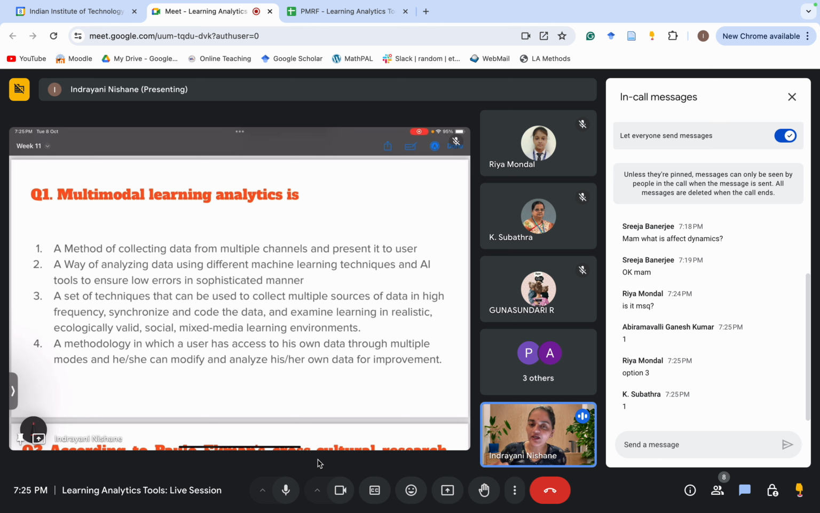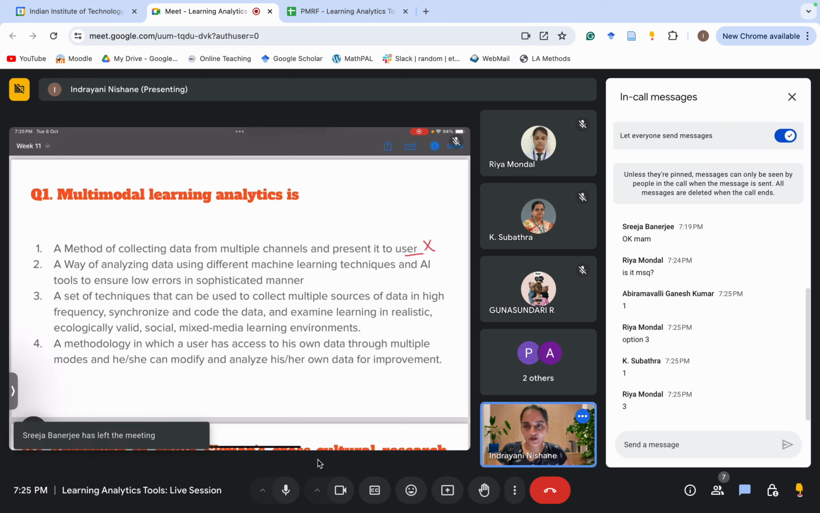We are collecting data from multiple channels, but we are not presenting it to the user as it is. We are doing some type of processing. So this sentence is not completely right. Only one part of it is right. It doesn't end at collection, but there is analysis involved.